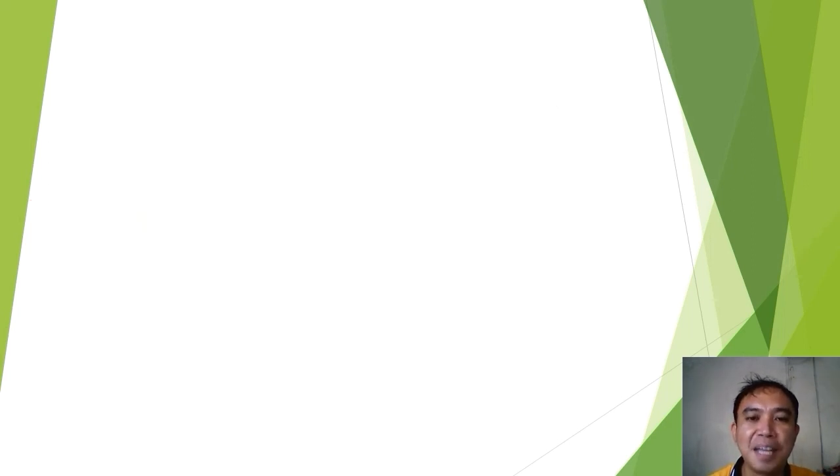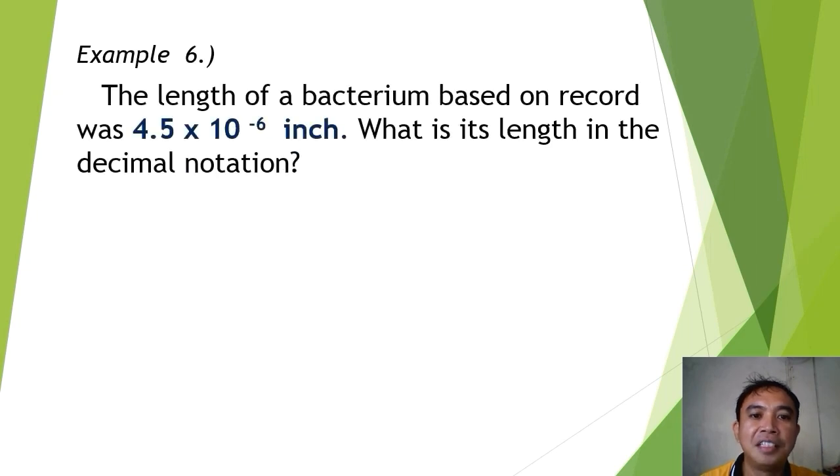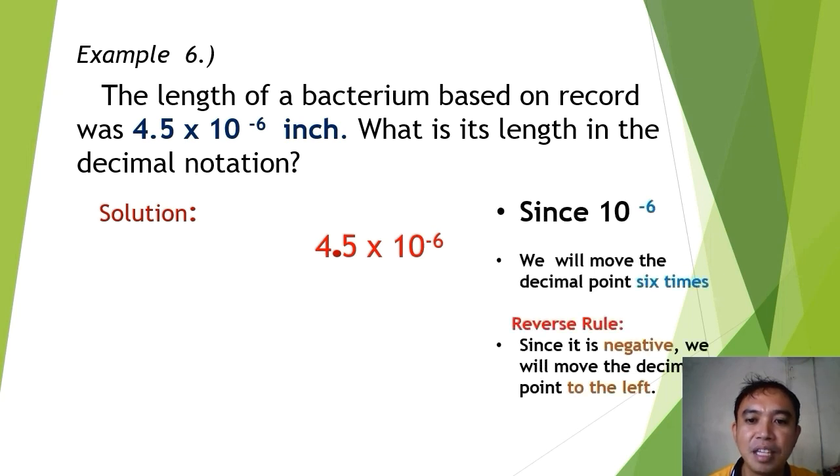Now let us have our last example. The length of a bacterium based on record was 4.5 times 10 to the power of negative 6 inch. What is its length in the decimal notation? So solution, we write 4.5 times 10 to the power of negative 6. Now, let us analyze. Since our exponent part is 10 to the power of negative 6, we need to move our decimal point 6 times. And by the reverse rule, if the exponent given is negative, we need to move our decimal point to the left.